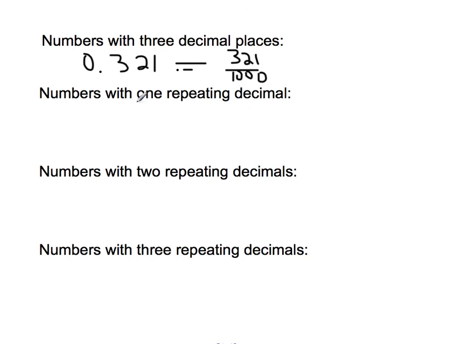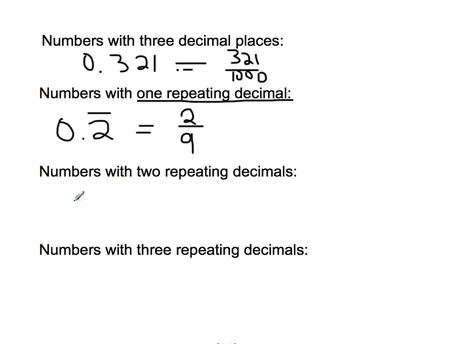Now numbers with one repeating decimal. So now we're talking about decimals that repeat. So let's talk about 0.22222. The way that we represent that the 2 repeats is by putting a bar over top of the 2, which is called a vinculum. And since only one digit repeats, we put it over 9. So it would be 2 over 9. And again, you can check using your calculator.